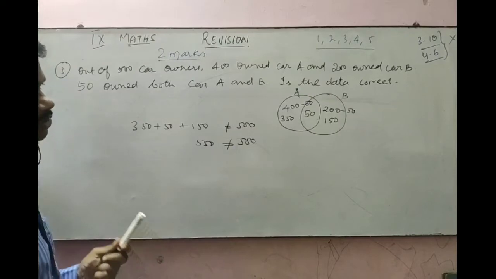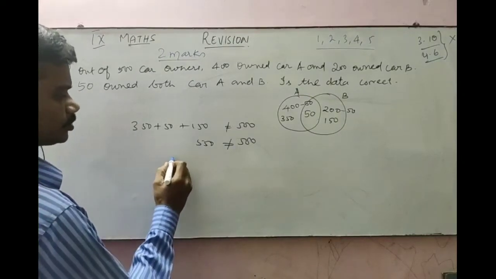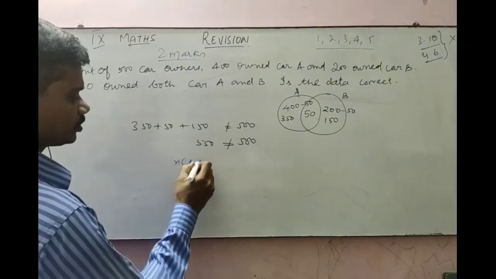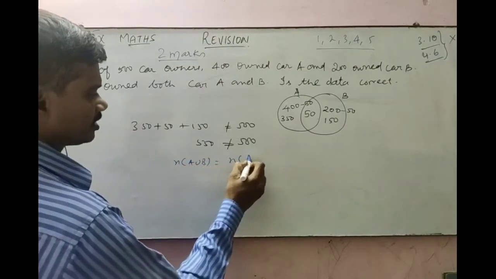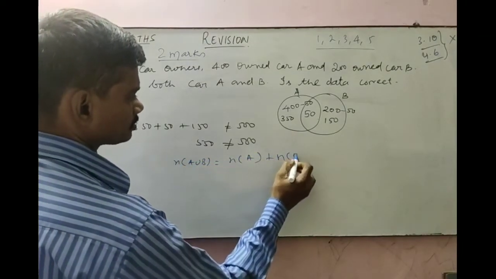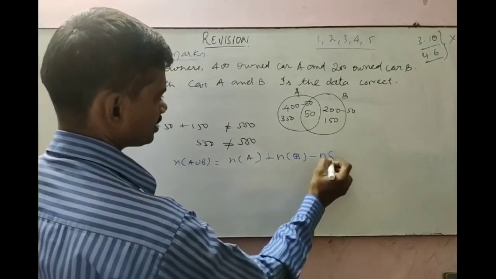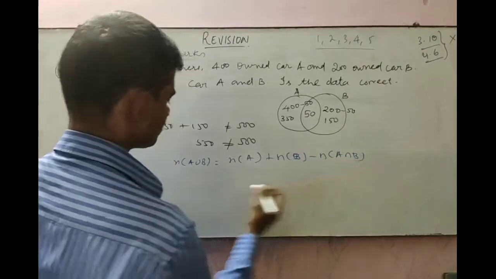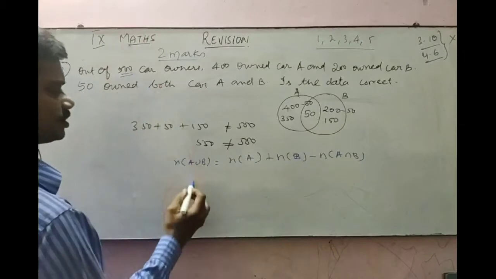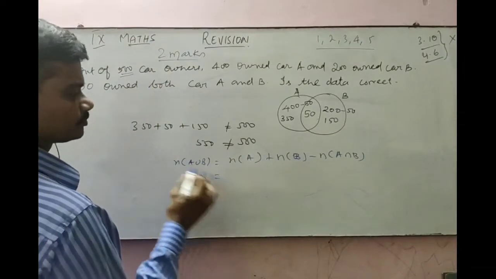incorrect. You can do it in this way, or you can use the formula n of A union B equal to n of A plus n of B minus n of A intersection B. Here A union B, this is the A union B, 500.